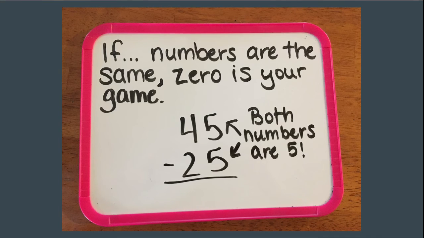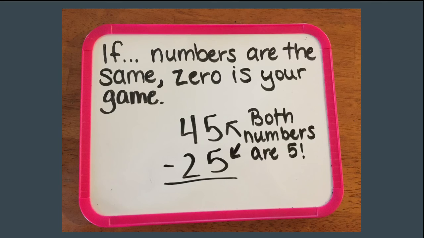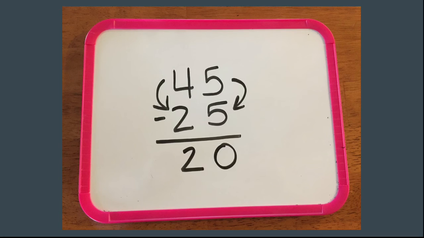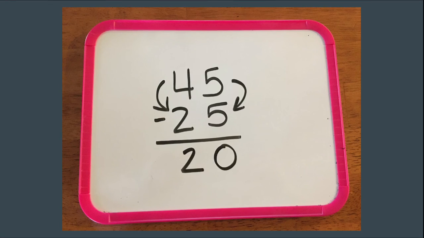Let's look at this example. 45 minus 25. 5 is in the ones column in both places, the top and the bottom, or the floor. That means that 5 minus 5 is 0. We can then subtract 4 minus 2, which is 2. That means that our answer is 20. 45 minus 25 equals 20.